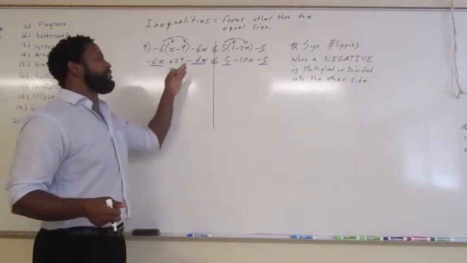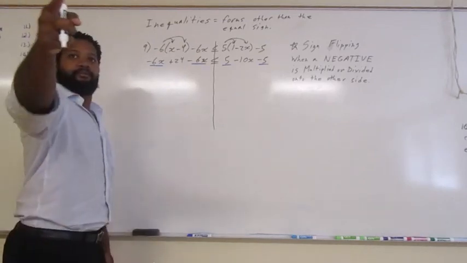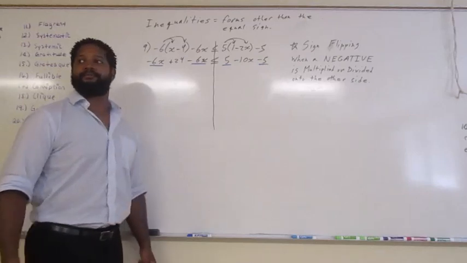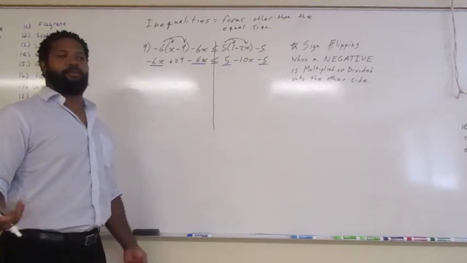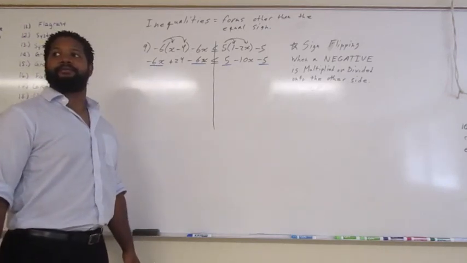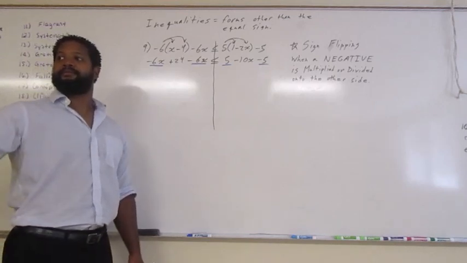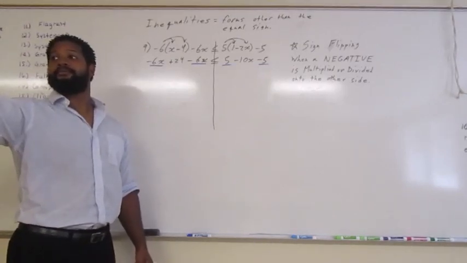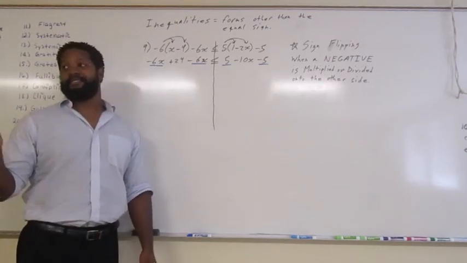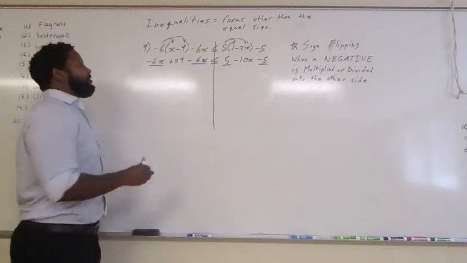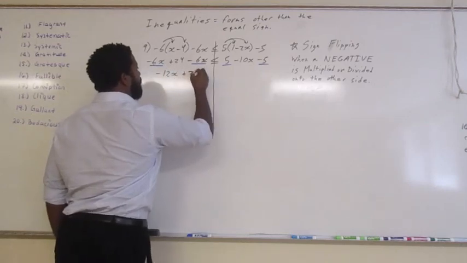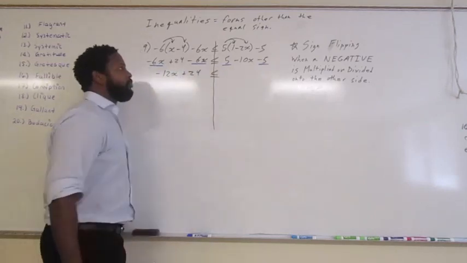So what's negative 6x minus 6x? Isn't that negative 12x? Yes, negative 12x. You just sitting here saying 12x, that will get it wrong. 12x is not the answer. It will be negative 12x plus 24 is less than or equal to.